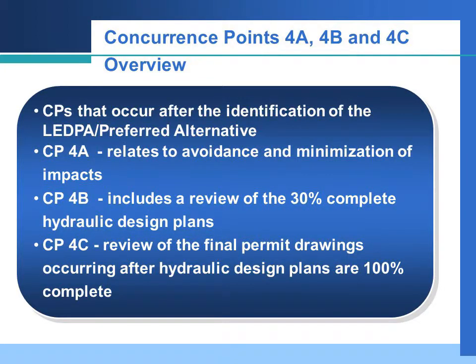Concurrence Points 4A, 4B, and 4C occur after the least environmentally damaging practicable alternative, the LEDPA, or the preferred alternative, has been identified. Concurrence Point 4A relates to avoidance and minimization of impacts. It takes a close look at the alignment and other parameters that can possibly be modified to minimize impacts to resources. Concurrence Point 4B is a review of the 30% hydraulic design plans, and Concurrence Point 4C is a review of the final permit drawings. Concurrence Points 4B and 4C are discussed in more detail in Module 9.